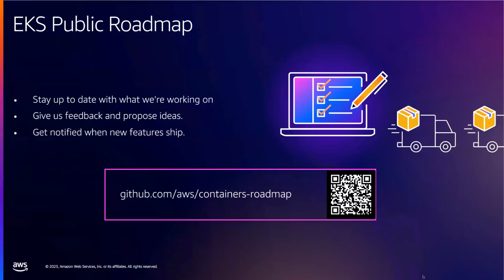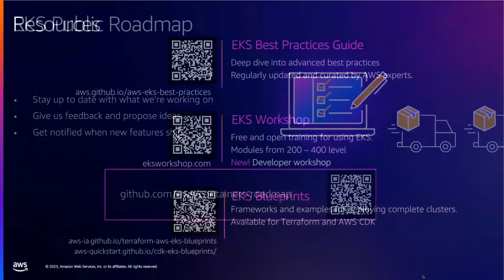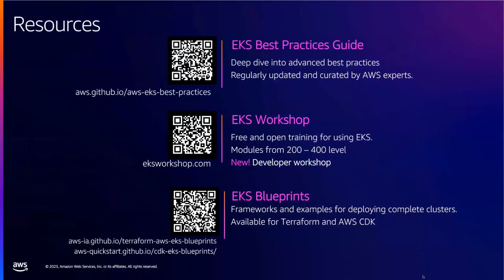All right, public roadmap. Here is a QR code. You can just jump in to look at all the features already in the roadmap we are working on or we are considering. And these are resources you can use to get your hands dirty and learn more best practices. The EKS Blueprints are so cool. As I mentioned, this reference architecture and also the kickstart code running using Terraform or CDK lets you kickstart your workload very, very quickly. All right, that's me.